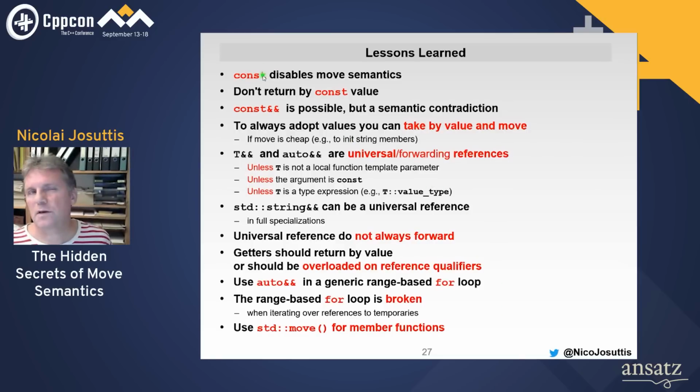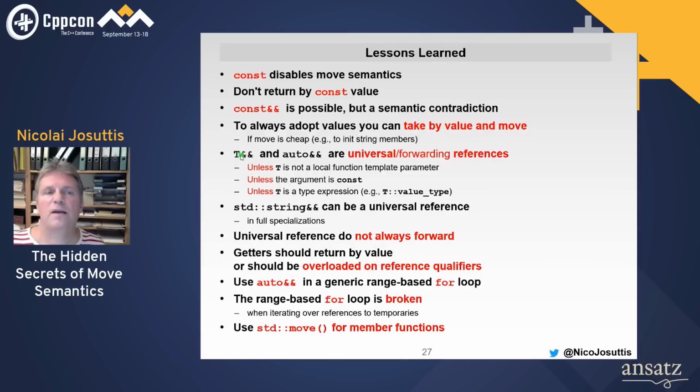But what we have seen here is that const disables move semantics. So don't use it when you see something is used again. And that especially means don't return by const value. Don't do that if that's your style. Const rvalue references are possible, but it's a semantic contradiction. To always adopt values, you can take by value and move if move is cheap, etc.